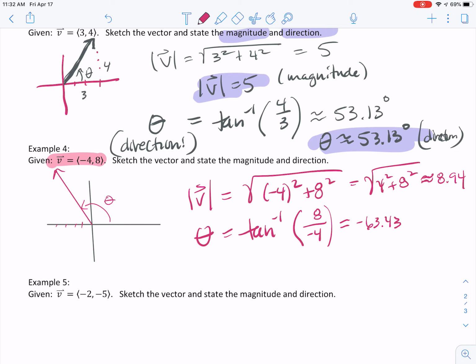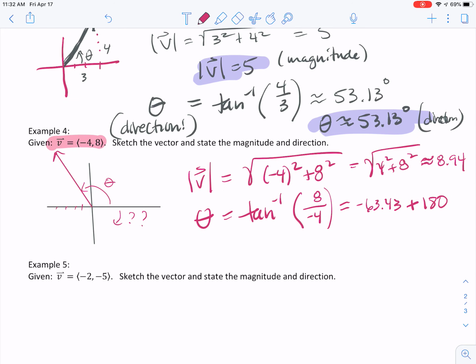So if I were to say this were negative 63.43, that's not in the right quadrant. Negative 63 degrees is here. That's why, because it's in quadrant 2, I have to add 180. You have to add 180 whenever it's in quadrants 2 or 3, or whenever the x is negative. So I'm going to go back to Desmos, negative 63.43.